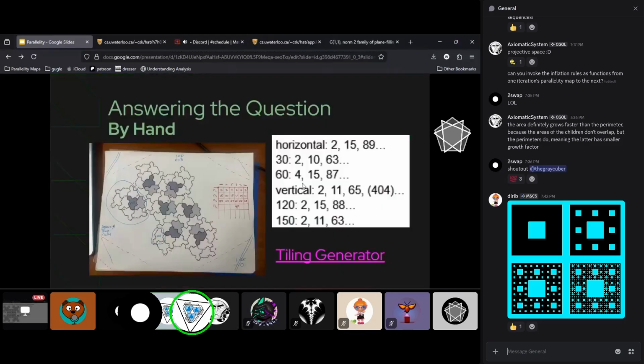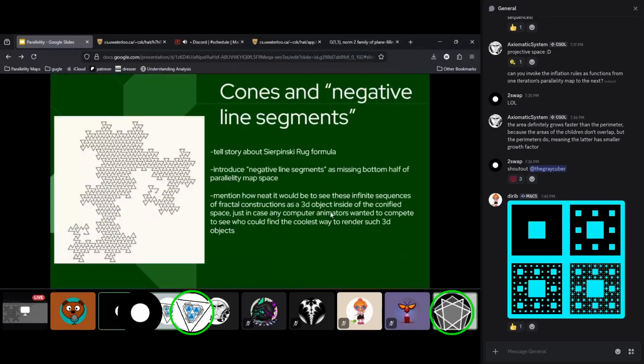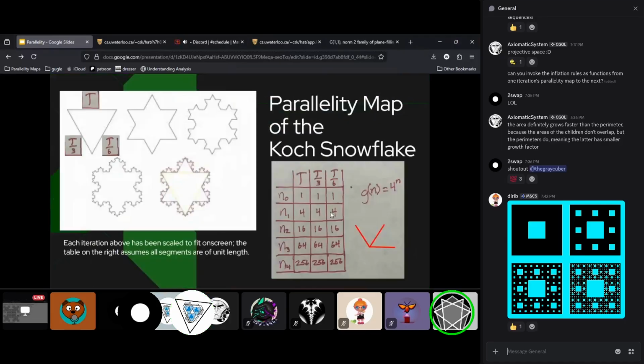But for something really chaotic and weird like the aperiodic monotile, the sequence of points that you get on this conic surface are very scattershot. And if you imagine trying to connect them in the 3D space inside of the cone and make some object that touches at all of those points, it's very interesting to try to imagine what such an object would look like. And again, I have a question about the parallelity map for the Koch snowflake.